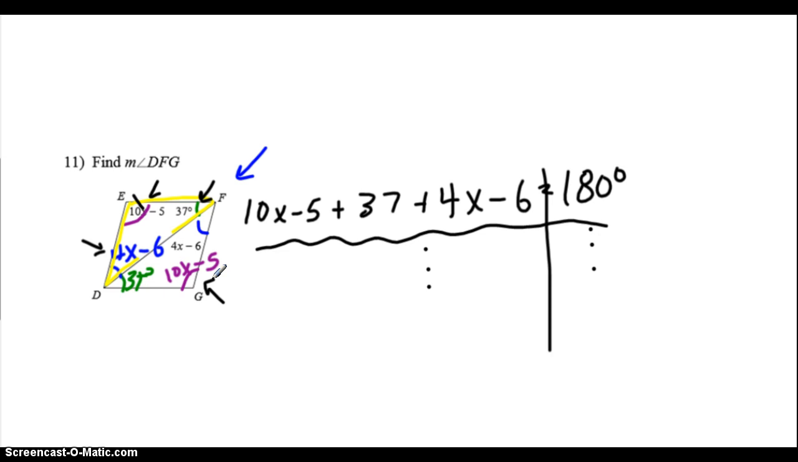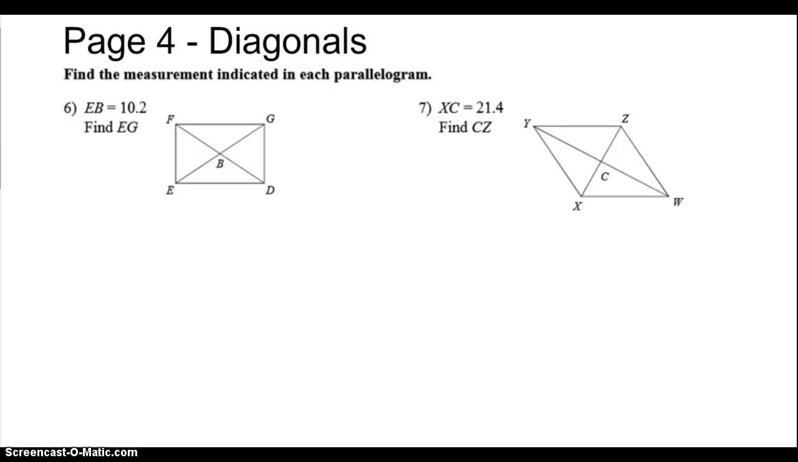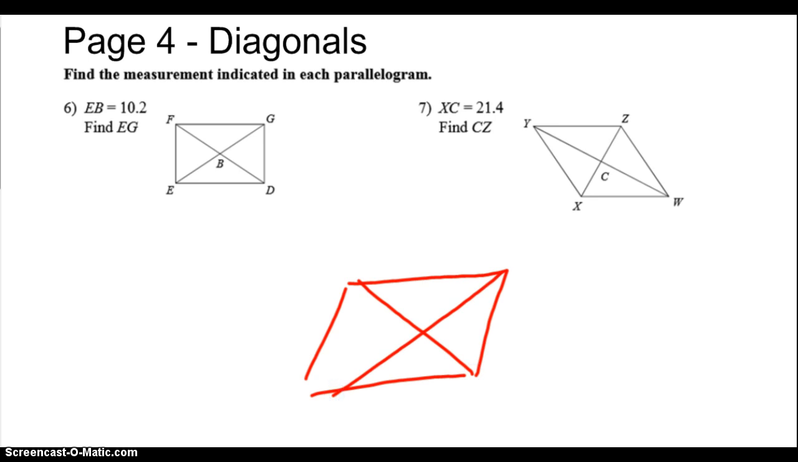Good luck. Now we're on page 4, diagonals. Okay, so this is going to talk about the lengths of the diagonals. Now the most important thing to remember is that when we draw the diagonals of a parallelogram, they actually bisect each other, which means that these two halves are congruent, they're the same length. These two halves are congruent, they're the same length, and this is kind of like a midpoint right in the middle.